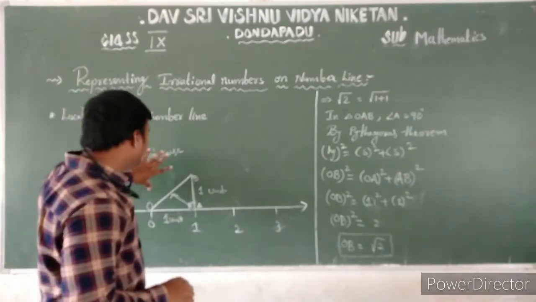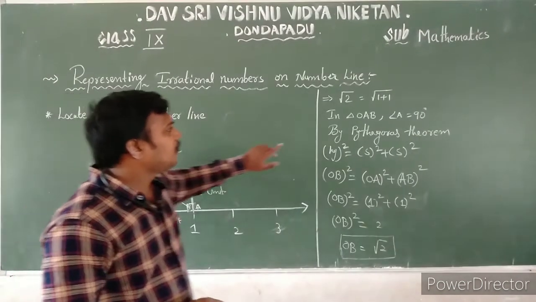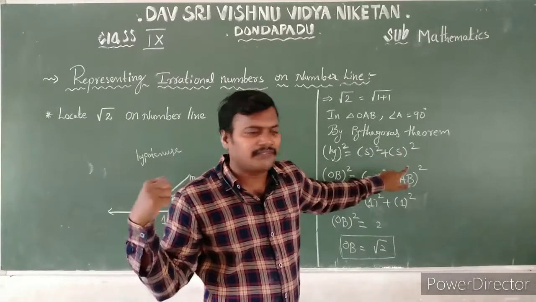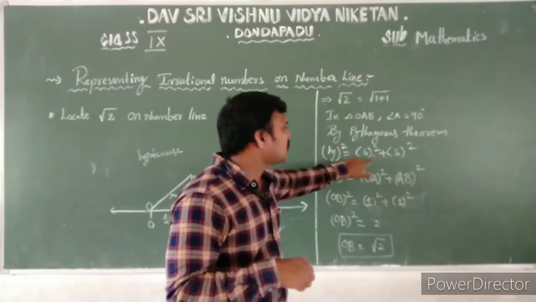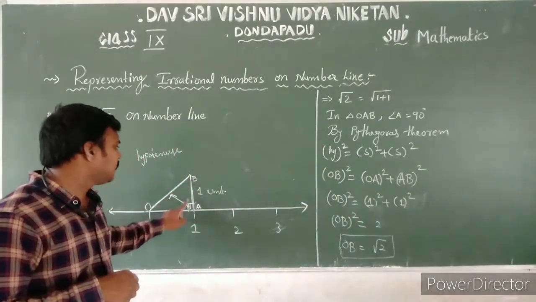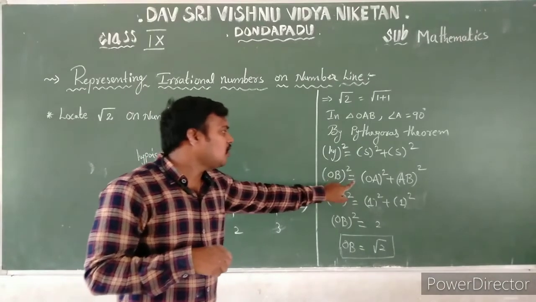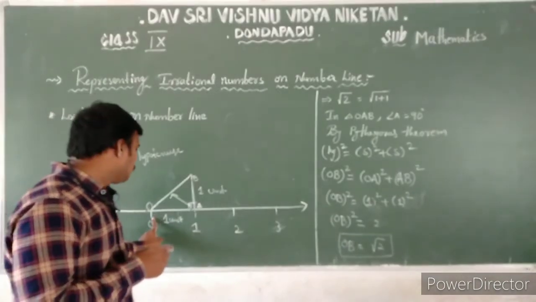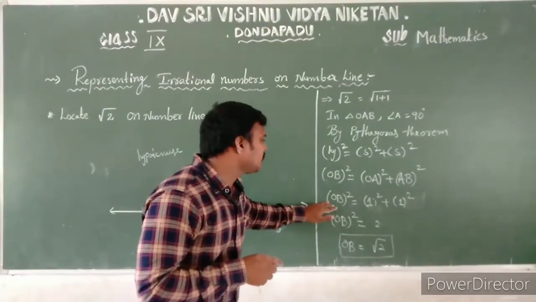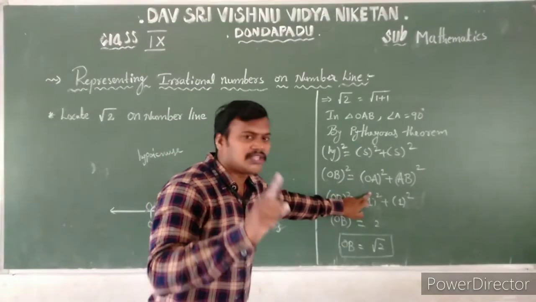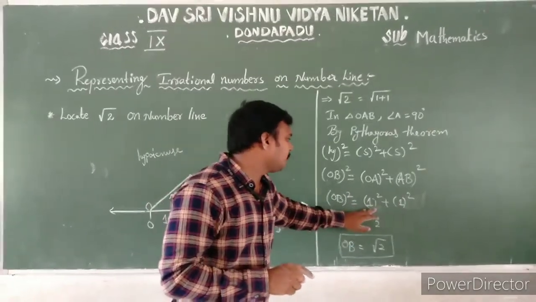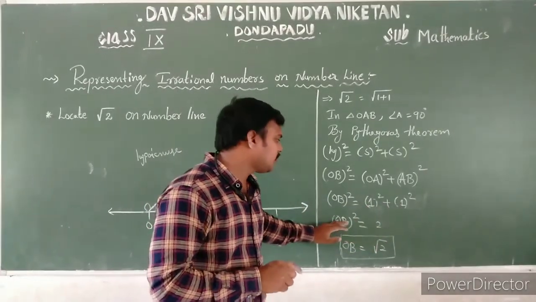Now we need to find the length of OB. By using the Pythagoras theorem in triangle AOB, with angle A equal to 90 degrees, the hypotenuse square equals the sum of the squares of the other two sides. The hypotenuse is OB, so OB square equals OA square plus AB square. OA is 1 unit, and AB is also 1 unit. Then 1 plus 1 we get 2. Then OB square equals how much?